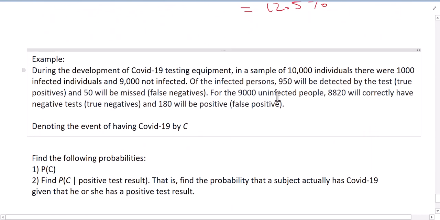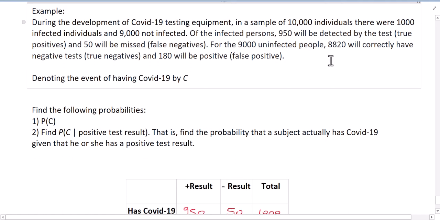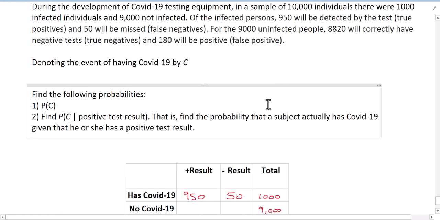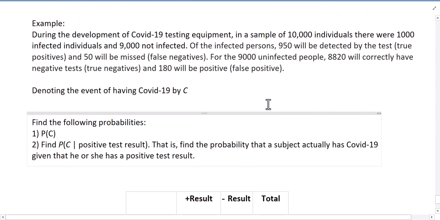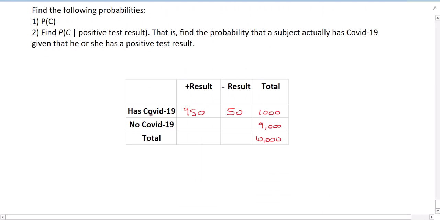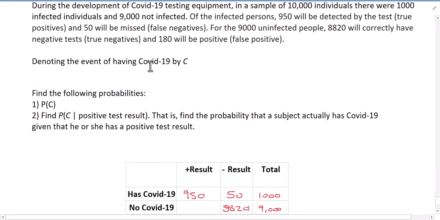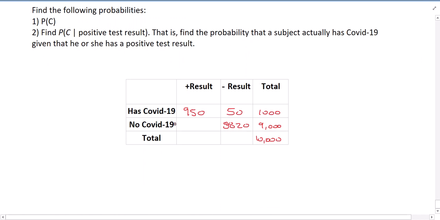And then for the 9,000 unaffected people, 8820 will correctly have negative tests, meaning they do not have COVID and they tested negative. So 8820 will be over here. And to get to 9,000, what's the other one? You can subtract, or you can look here. 180 will be positive, so the false positives.